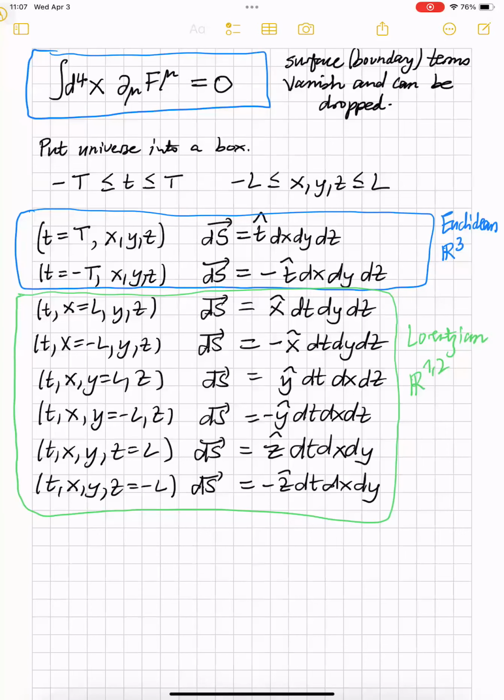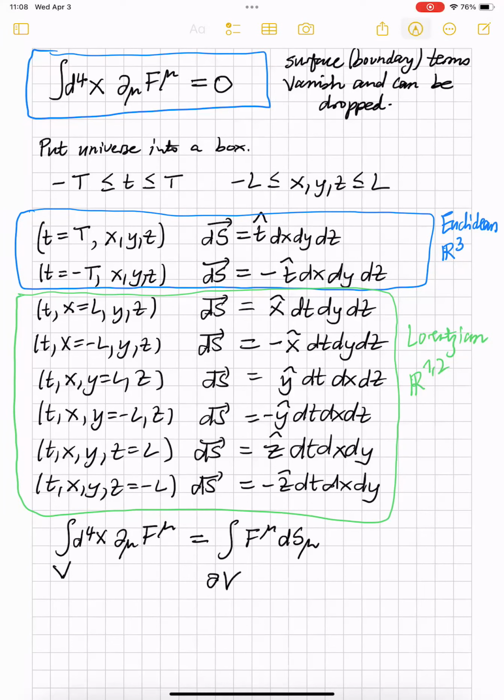Okay, so what I would like to do now is make use of the four-dimensional version of the divergence theorem. It says that the integral d^4x of ∂_μ f^μ, so that's the quantity that we want to study, over the whole universe V, would be equal to an integral of f^μ dS_μ over the boundary of V.